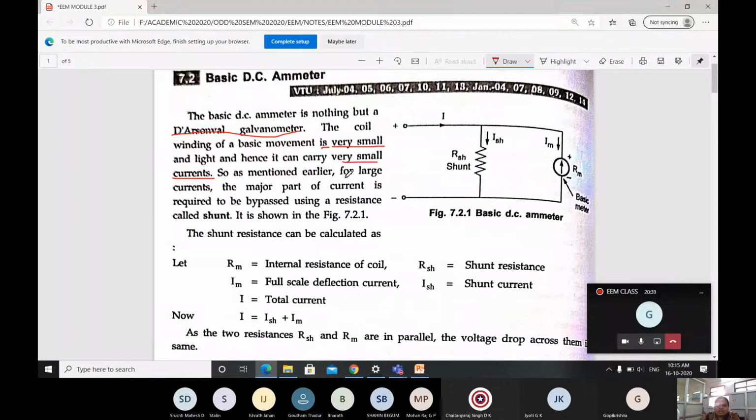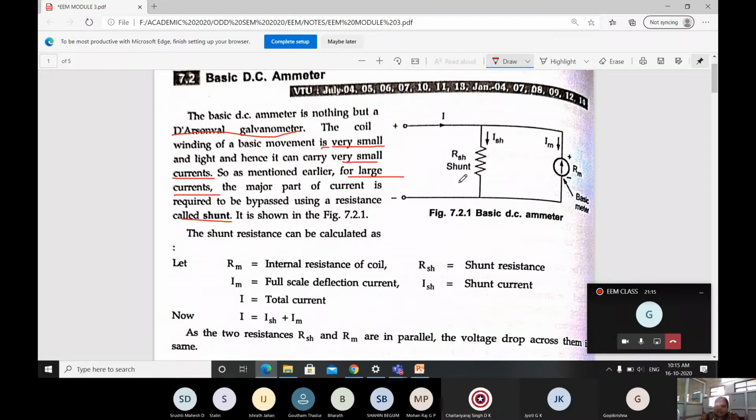So as mentioned earlier, for large currents, the major part of the current is required to be bypassed using a resistance called the shunt resistance. Observe the figure here. This is our basic meter with its own internal resistance of Rm and current of Im. Shunt resistance is taken as RSH and current is ISH. The main current flowing is I.